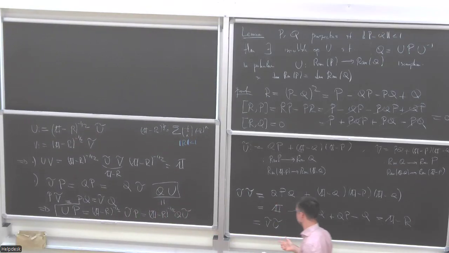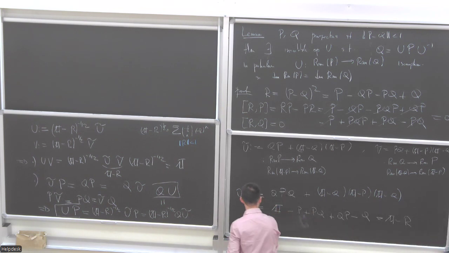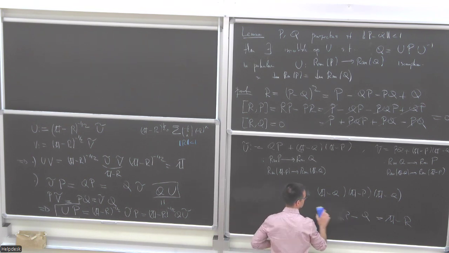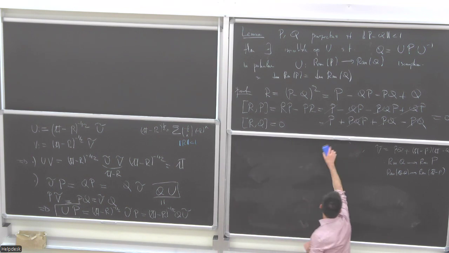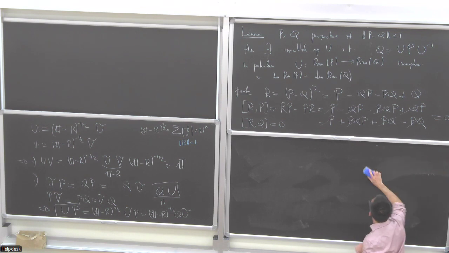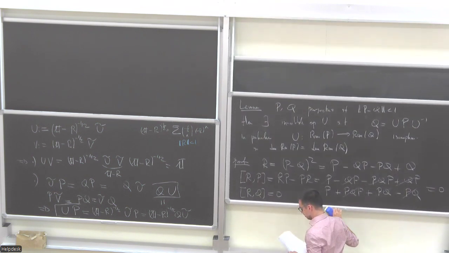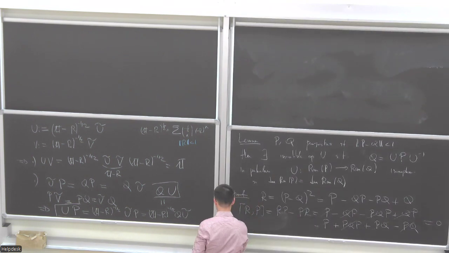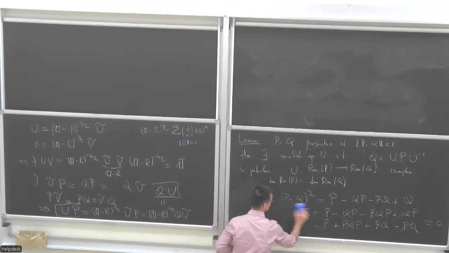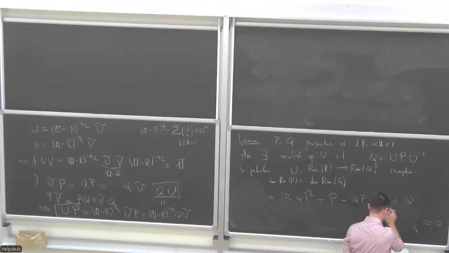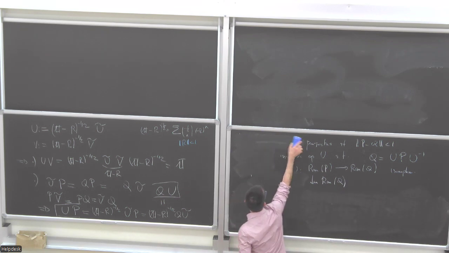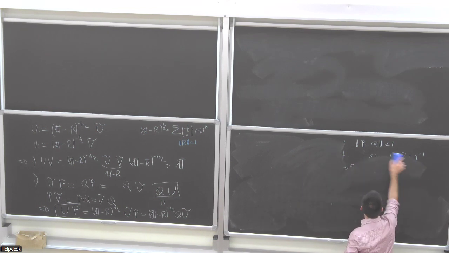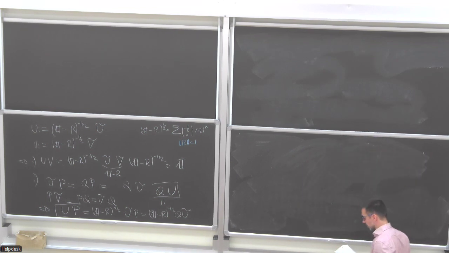So in particular, the ranges of the projectors are isomorphic, and the dimension is the same. The dimension of the image is the same. All right, so, application.